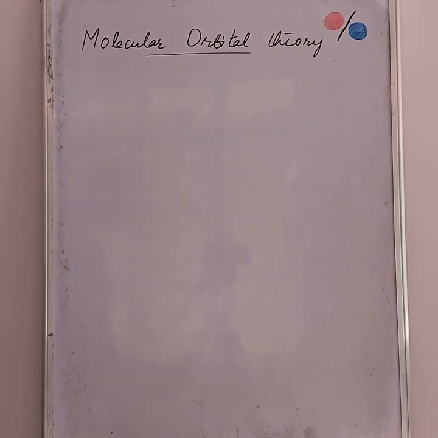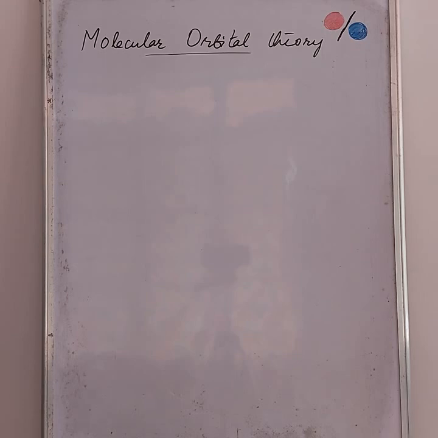Molecular orbital theory. So up to now we know how VSEPR theory and valence bond theory can predict the geometry and the hybridization of different molecules. But as I've mentioned, those theories have drawbacks, and so scientists came up with another theory called the molecular orbital theory.